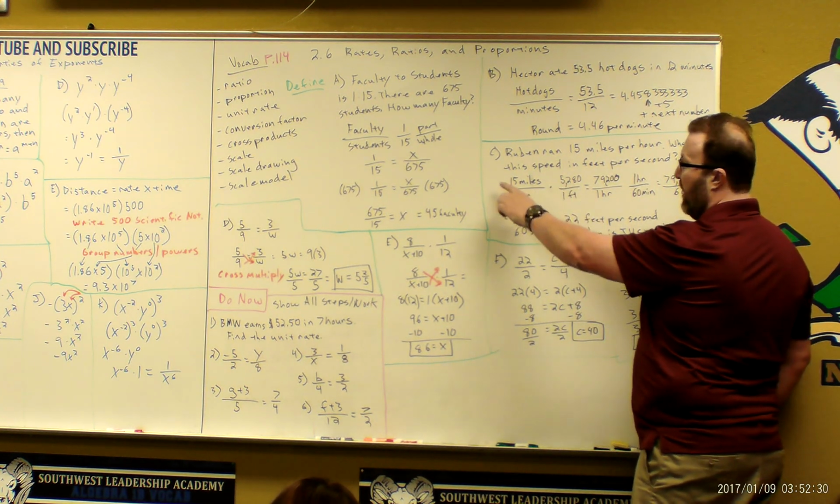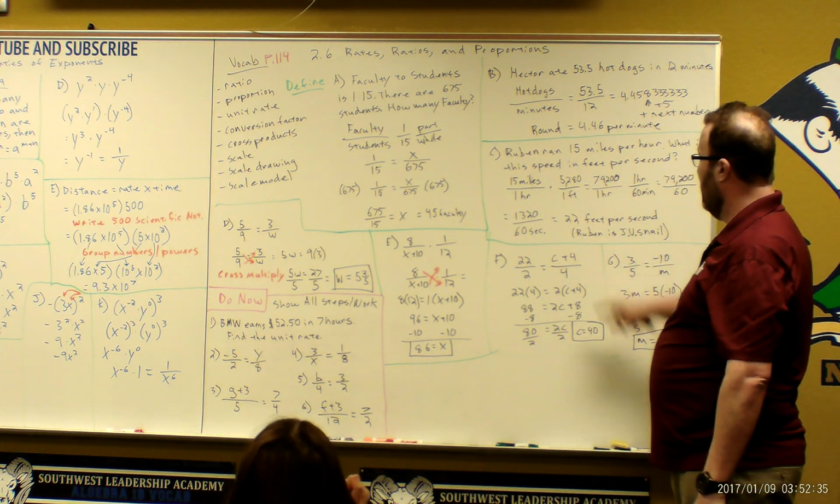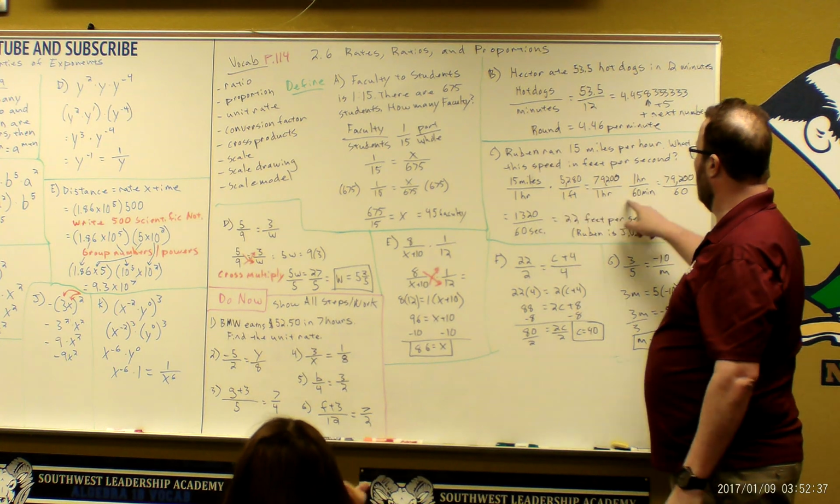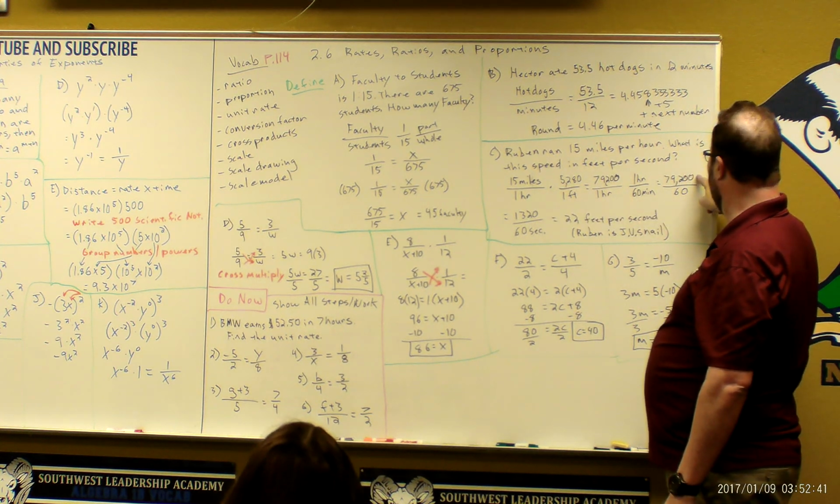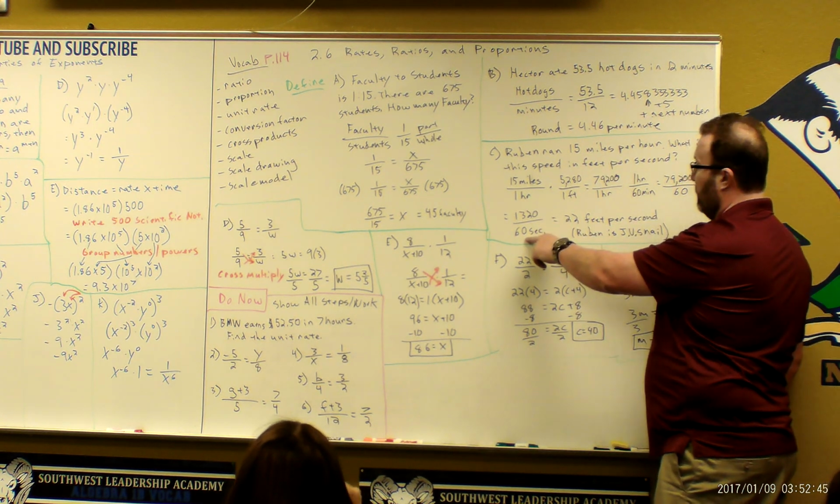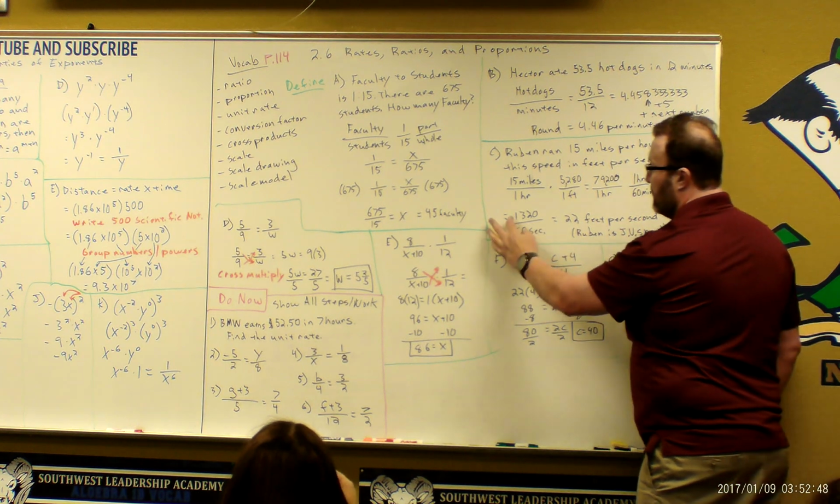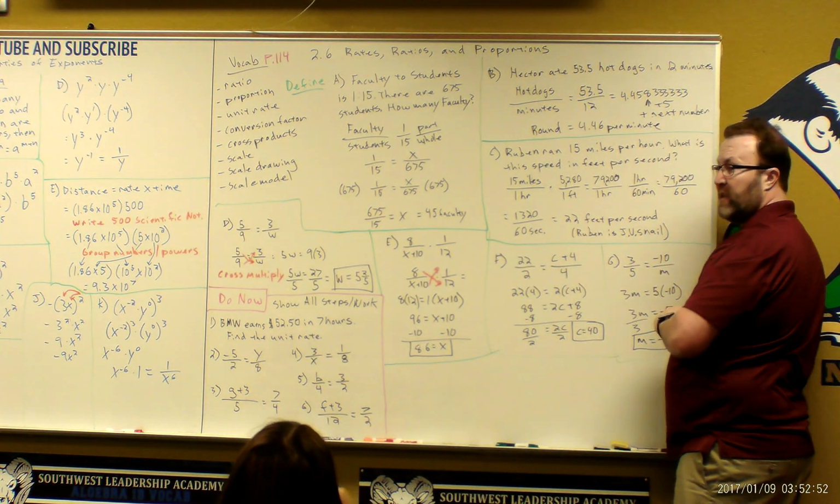Now we're going to go ahead and multiply these. 15 times 5,280 is 79,200. We're at hours, so we're going to change it to minutes. We're going to divide. So 79,200 divided by 60 is 1,320. Now we want to take it to seconds, right? Because it's feet per second. So now we take the 1,320 divided by 60. It's 22 feet per second.